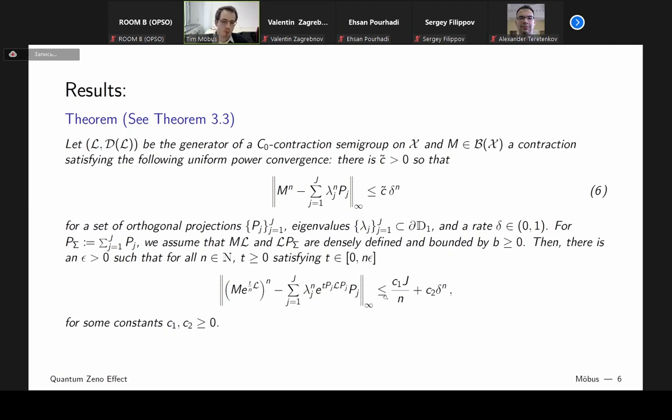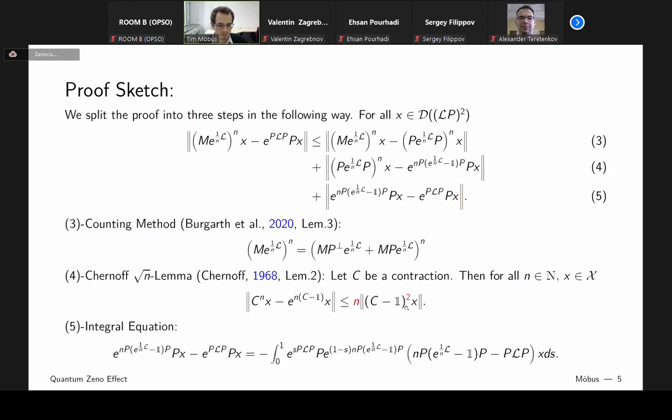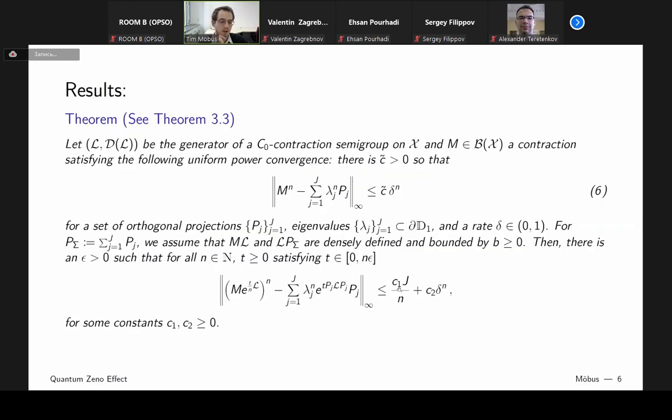So then we can prove that the Zeno sequence converges to this Zeno dynamics here in the uniform topology. So it's not this strong topology anymore; it's the uniform topology. And if we compare this to the result before, it's natural because this LP is bounded by assumption. So we get the uniform topology and as well this 1/n convergence rate again.